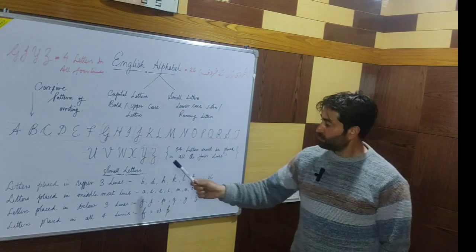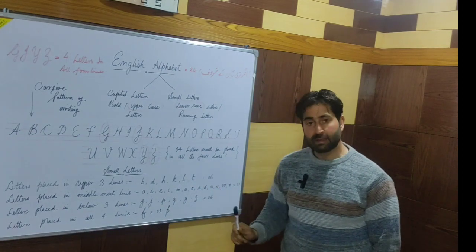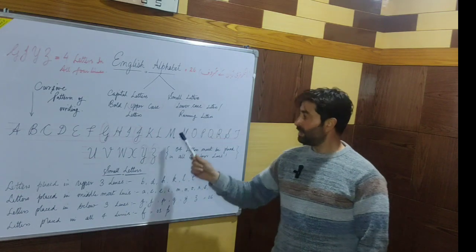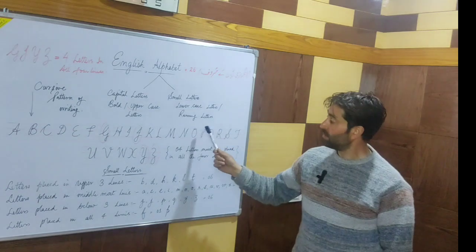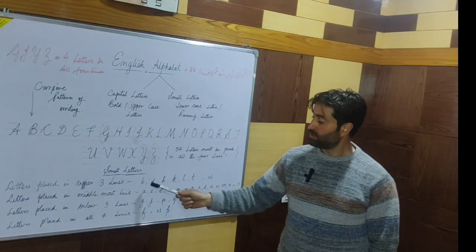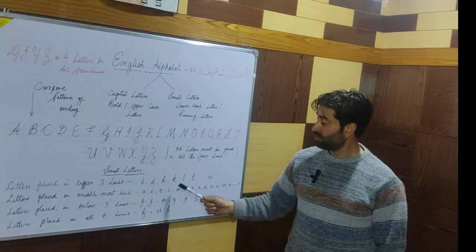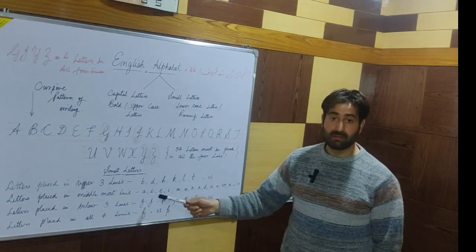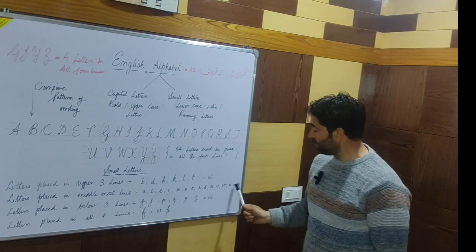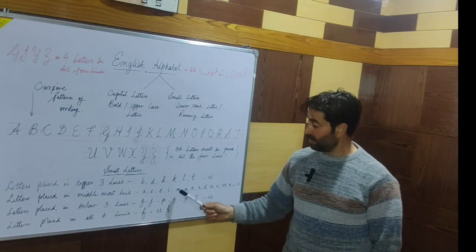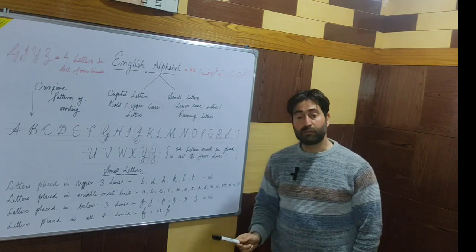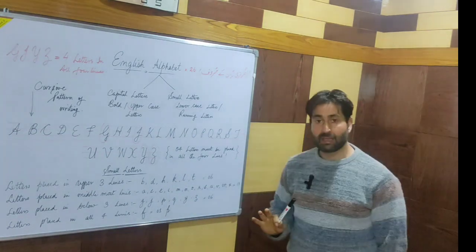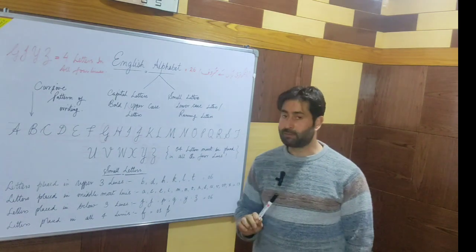Now when we talk of small letters, we have almost 4 categories of small letters. These categories comprise the letters which we put in the upper 3 lines, which are B, D, H, K, L, T, 6 of them. Then we have a bigger category of letters, almost 13 of them, comprising A, C, E, I, M, N, O, R, S, U, V, W and X. And these are to be placed in the middlemost lines of the 4-line format.